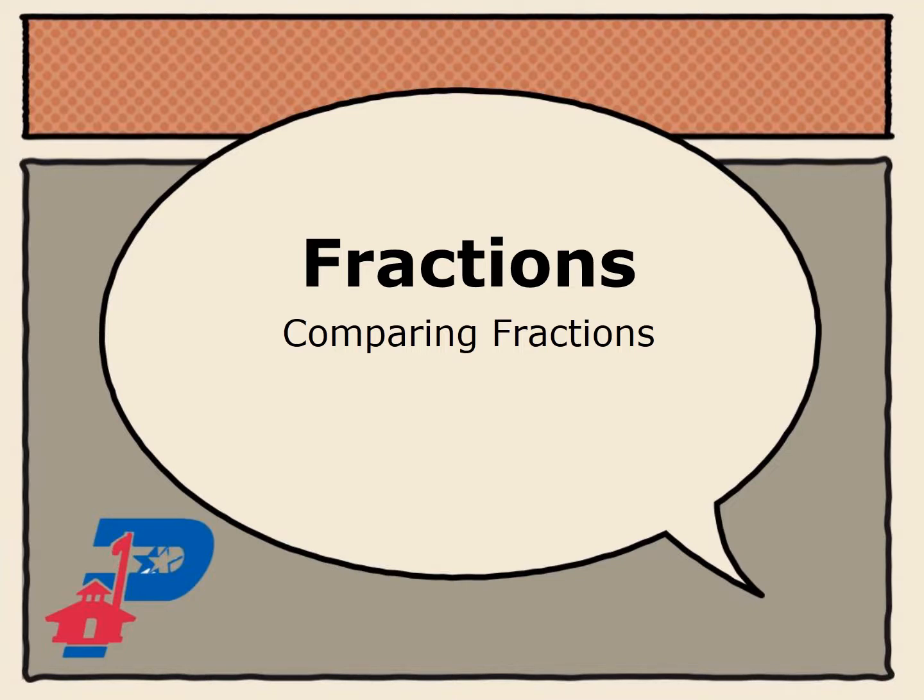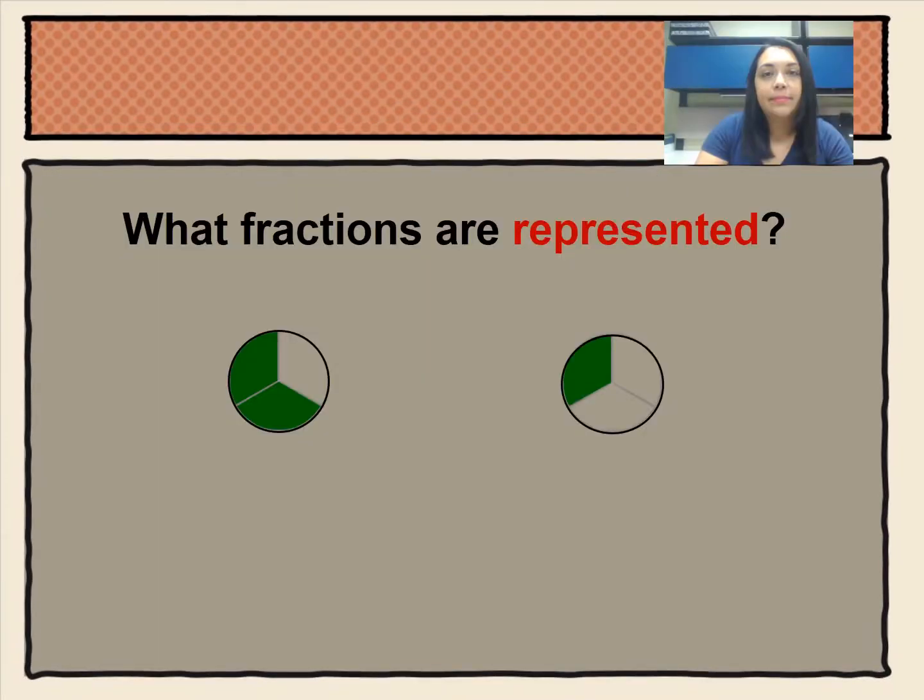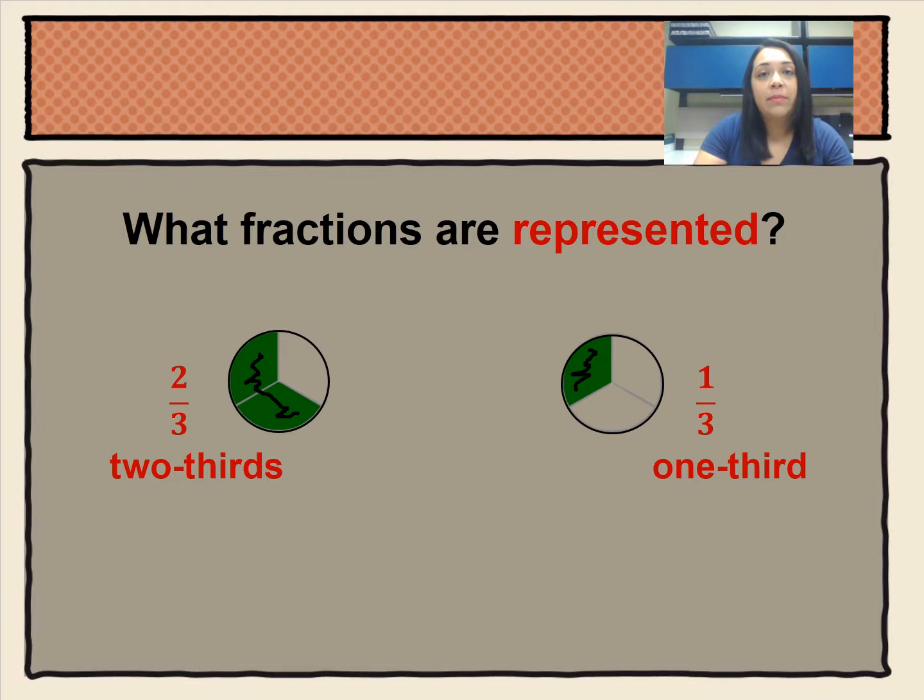Let's talk about comparing fractions. What fractions are represented by the circle model shown on the screen? The first circle model represents 2/3 because 2 of the 3 equal parts have been shaded. The second circle model shows 1/3 because 1 of the 3 equal parts has been shaded.